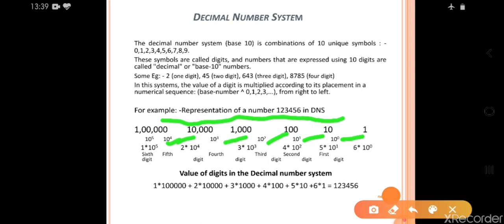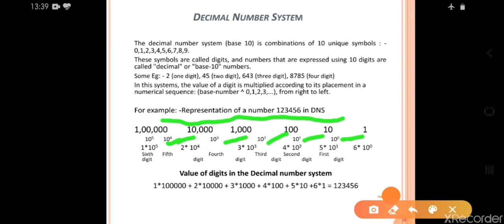Now see, 10 to the power 0 is just the value 1. 10 to the power 1 means 10. 10 to the power 2 means 100. 10 to the power 3 means 1000. 10 to the power 4 means 10,000. And 10 to the power 5 means 1 lakh.